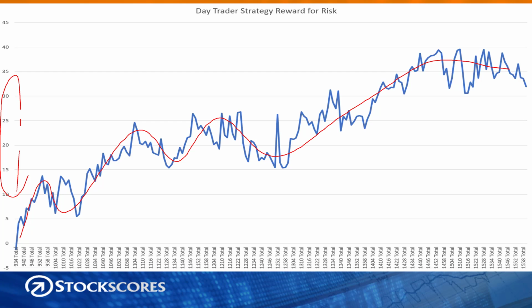So for example, at 12:34 today, those positions added up to about 19 RR. I use this reward for risk every day. I plot this graph so that I can see how the day progressed. And you can see that today was generally going up in reward for risk all day long. Perfect, that's what we want.